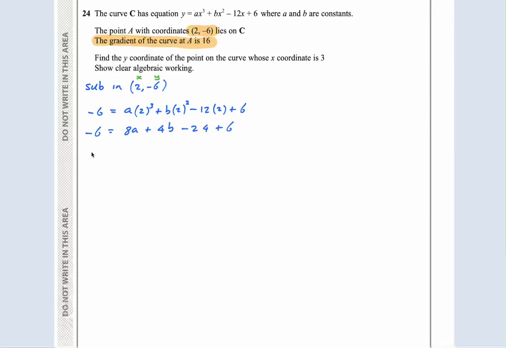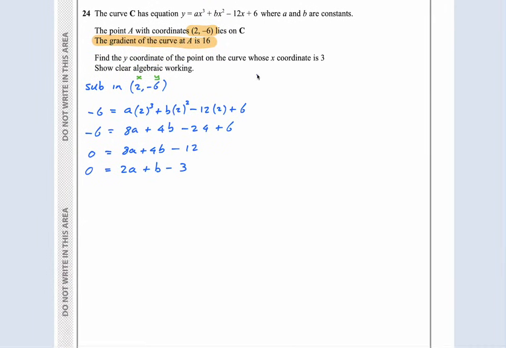I might as well just make it all equal to 0, guys. So this is 0 equals 8a plus 4b. So I'm adding 6 to both sides. So it's minus 24 plus 6 is minus 18 plus another 6 is minus 12. And I might as well divide everything by 4. That makes things easier. Divide this by 4, I get 2a. Divide this by 4, I get b. And divide this by 4, I get 3. Okay, so that's my first equation.